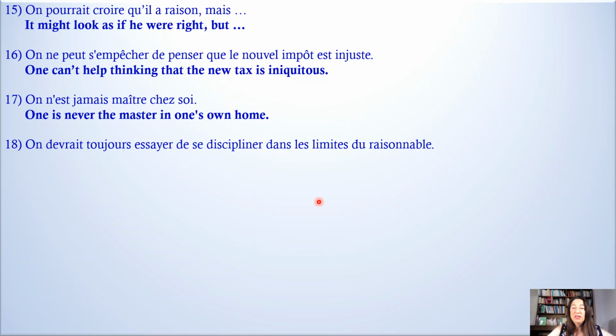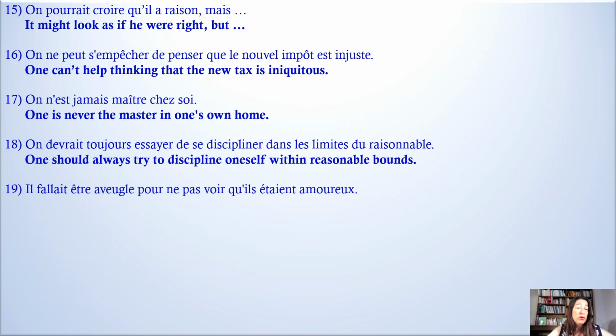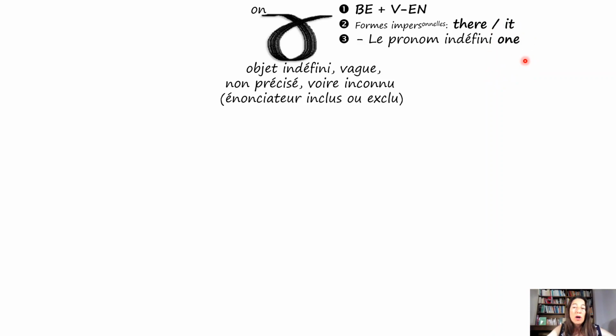On devrait toujours essayer de se discipliner dans les limites du raisonnable. Same remark here. One is very formal. You would not be formal at all. Il fallait être aveugle pour ne pas voir qu'ils étaient amoureux. Maybe the context here seems more appropriate for a less formal translation. So maybe you would be better than one, but it's always a question of what you really mean and what context that sentence appears in. So you had to be blind not to see that they were in love could be a more appropriate translation maybe than the indefinite pronoun one, because one is very formal.